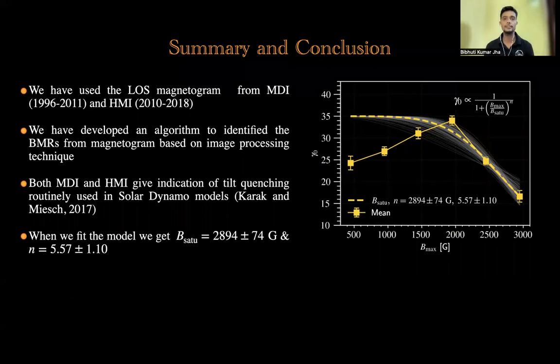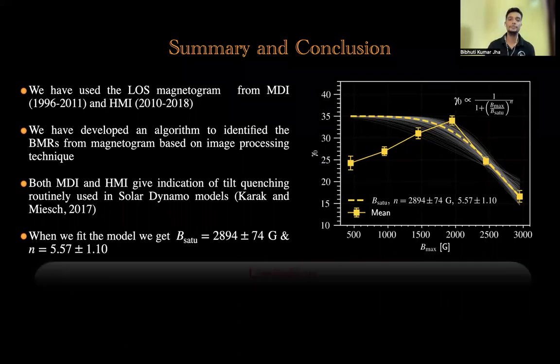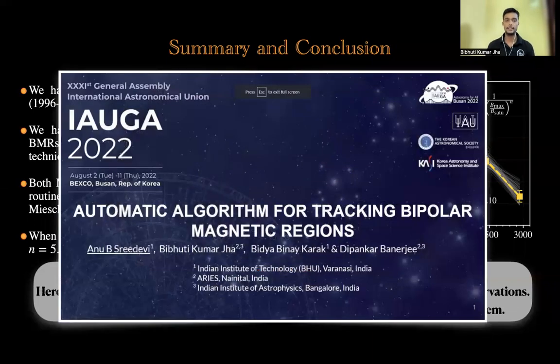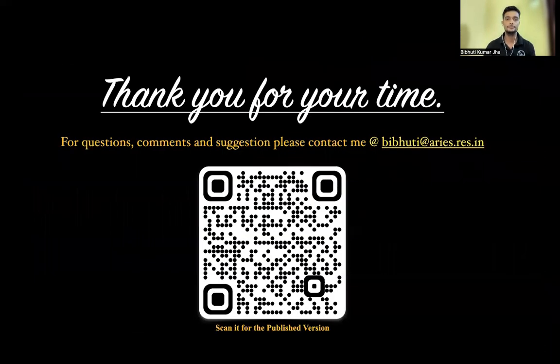Now, there is some issue with this approach, because we treated each individual magnetogram separately, and hence the BMRs identified in them as separate BMRs. But we know that BMRs evolve, and we can expect the Bmax and tilt of the BMRs to evolve. So for that, we have to track the BMRs. Currently we are working on it, and to know the details about our tracking algorithm, you can have a look at another e-talk by Anu, and we can discuss how we are tracking the BMRs.